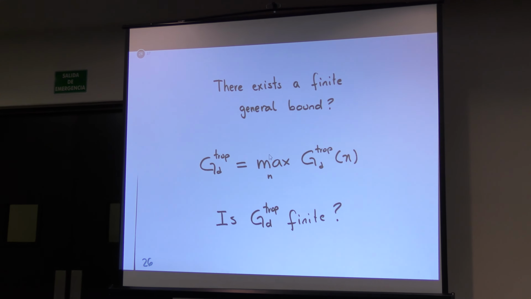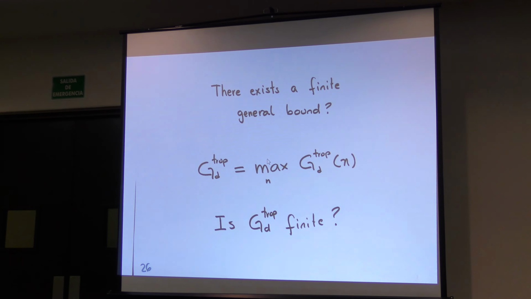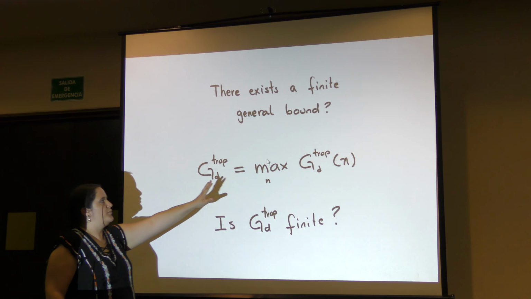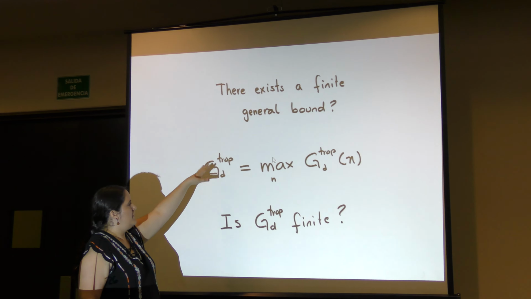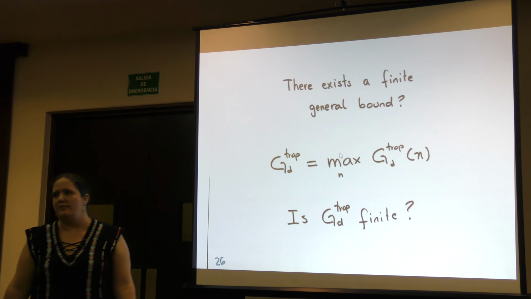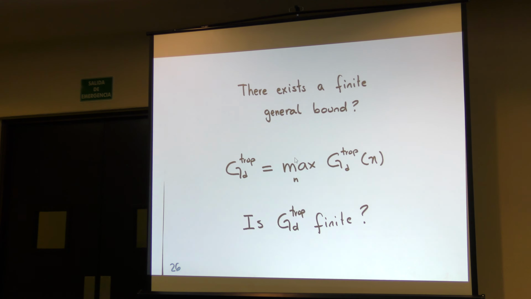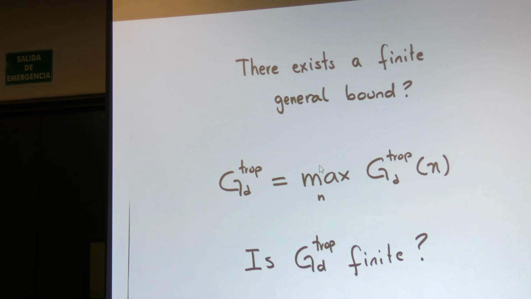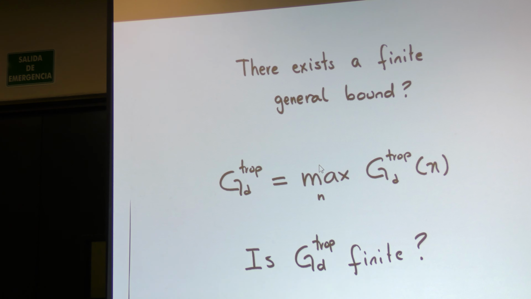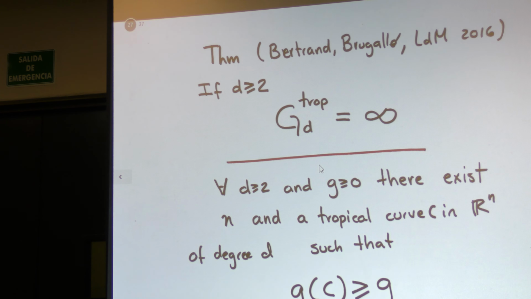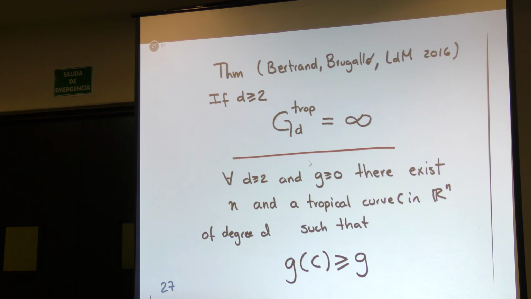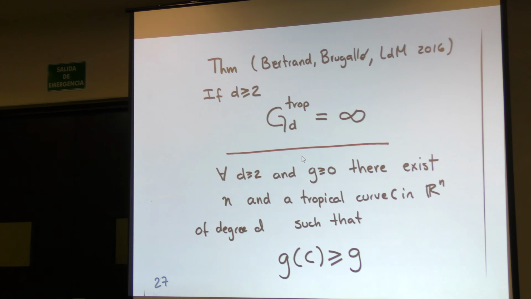And we have another natural question. If I forget the n, if I take the supremum over n, is this number finite? For example, any cubic, I don't care in which dimension it lives, it will never have genus greater than 1. And the third result we found is that this number is not finite.